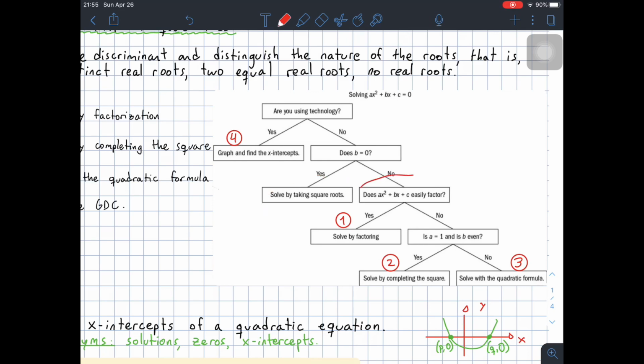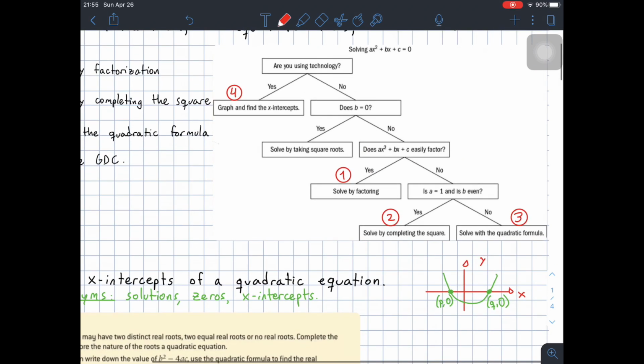If b is not 0, the question is, can ax squared plus bx plus c be easily factored? If we can solve by factoring, then we apply technique number 1, which is solving by factorization. If no, then you need to see this question: is a equal to 1 and is b even? If yes, you solve by completing the square. If not, you solve with the quadratic formula.